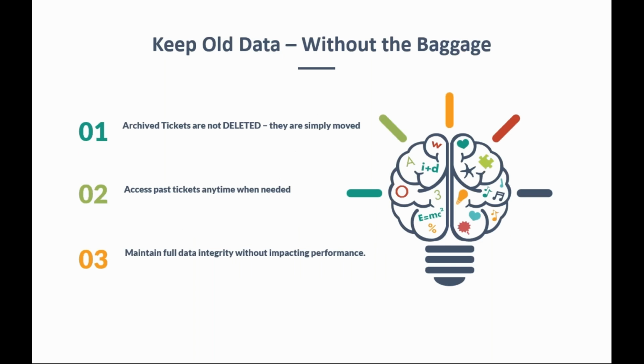Keeping the old data without the baggage means that the archived tickets are not deleted. So in any case, if you want to refer to the tickets in future, you can always go back to the archived tickets and view them as required. Also, you have an option where you can restore the ticket. If you need a past ticket in future, or in the present, you can simply restore the ticket and it will move from the archived database to the live database. So you can access past tickets anytime when needed, and maintain full data integrity without impacting performance.